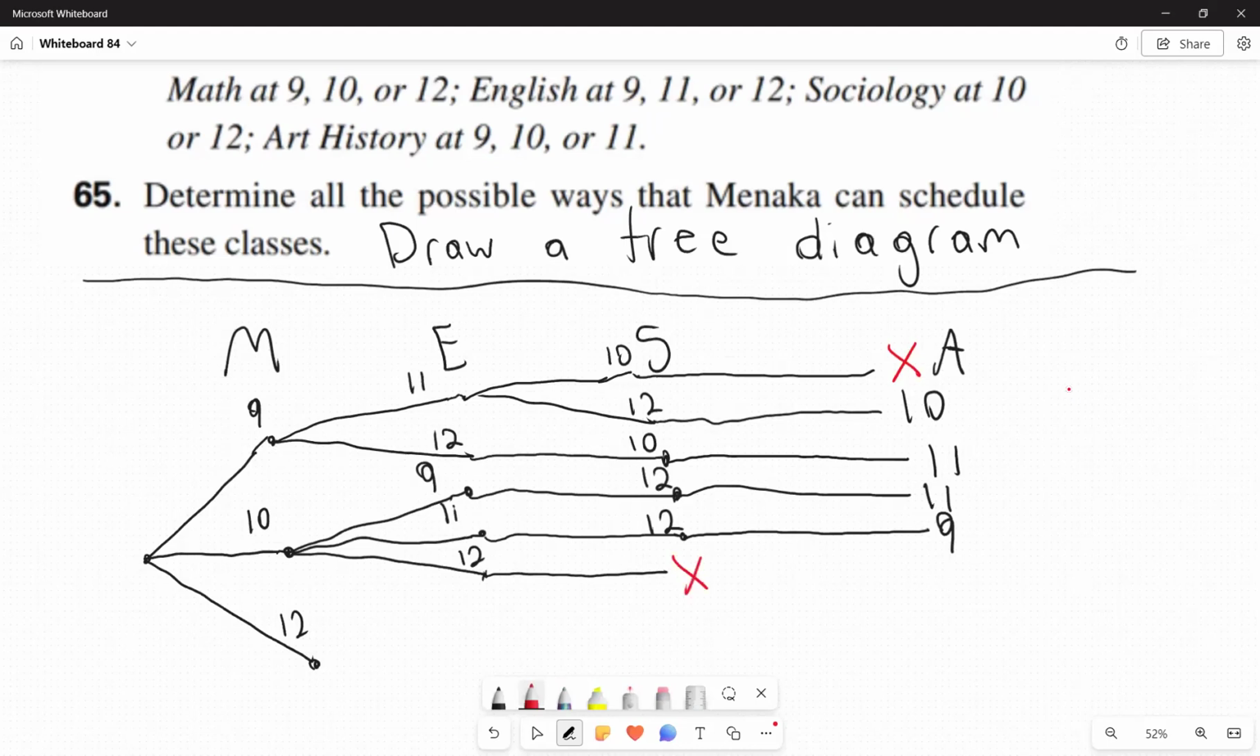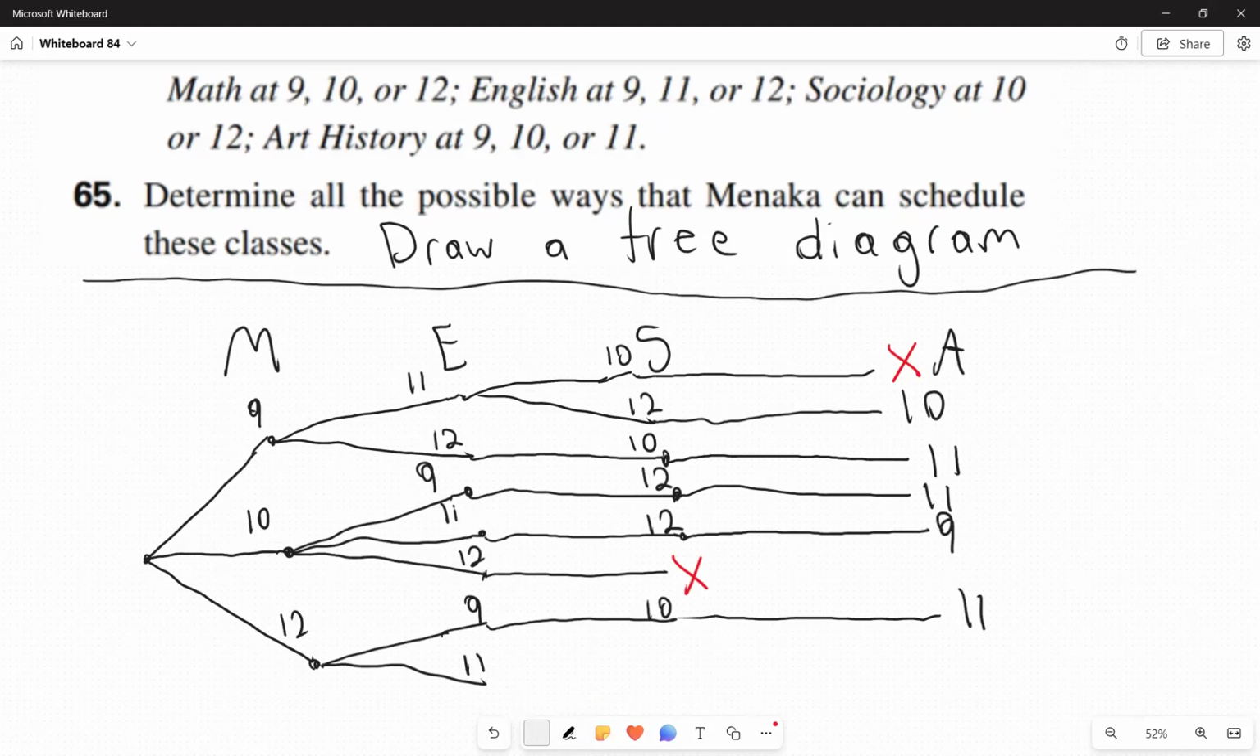And the last case scenario is taking math at 12. If she takes math at 12, she can take English at 9 or at 11. So if she's taking math at 12 and English at 9, she can take sociology at 10 and art history at 11. And finally, if she's taking math at 12 and English at 11, she can take sociology at 10 and art history at 9.